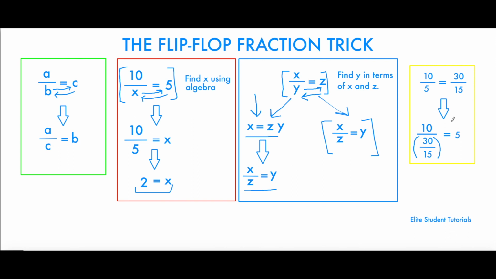In the yellow box here, 10 over 5 equals 30 over 15 is the same thing as 10 over 30 over 15 equals 5.